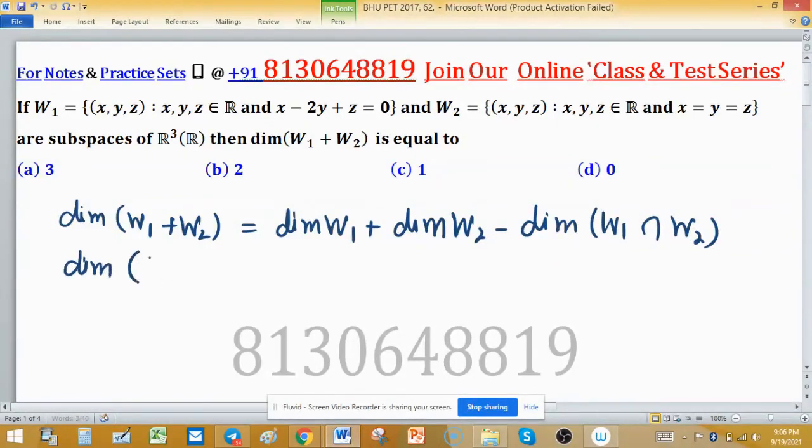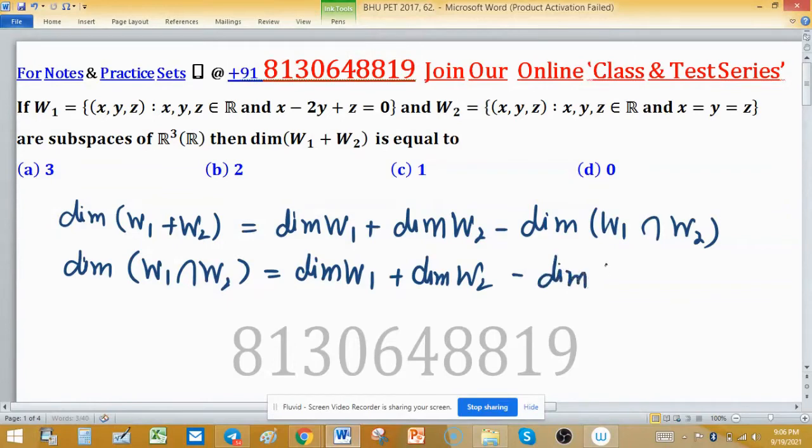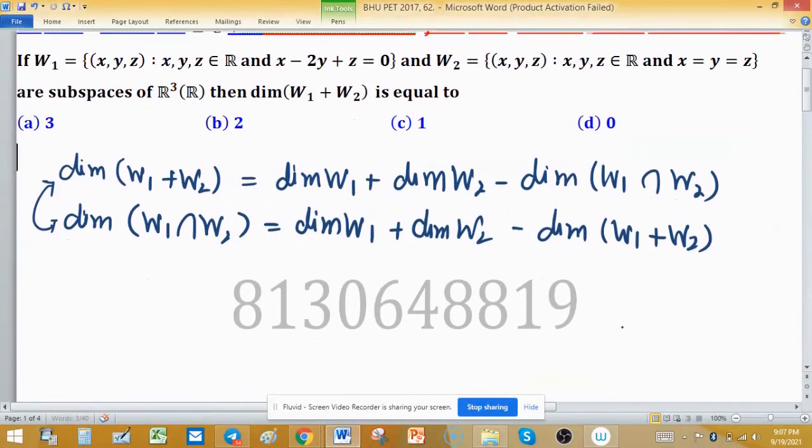Another format of this formula: dimension of W1 ∩ W2 is equal to dimension of W1 plus dimension of W2 minus dimension of the sum of two subspaces, W1 + W2. These two are the same formula; we have only transposed the terms to get another format. Now, because we need the dimension of the sum, if we have the dimension of W1, the dimension of W2, and the dimension of the intersection, then we can easily tell the dimension of the sum of two subspaces.